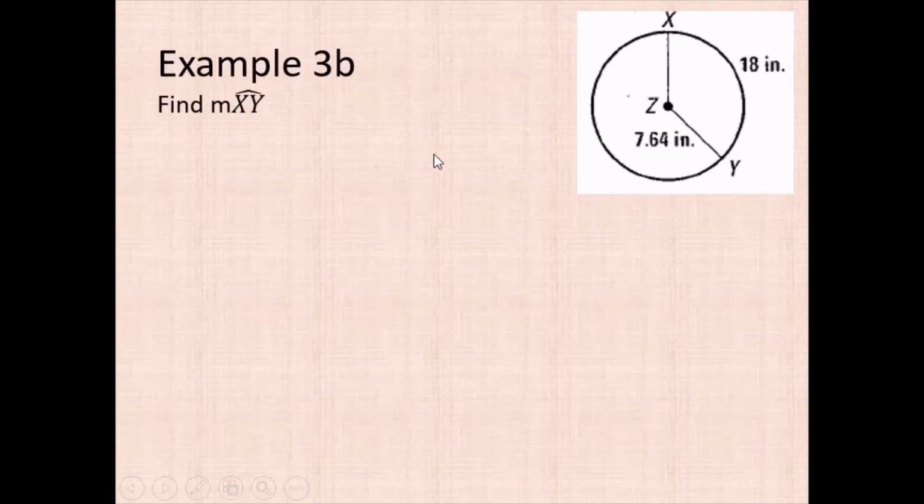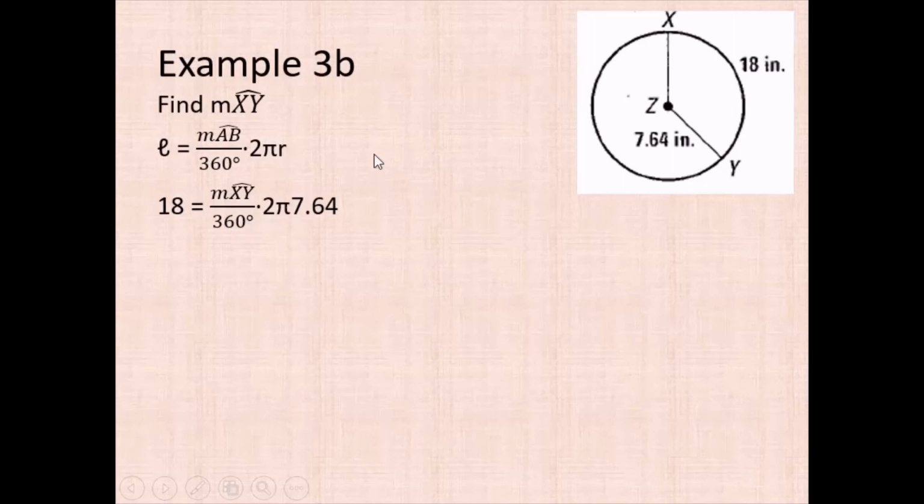Okay, so again, I've got to use some of my formulas here. I've got an arc length, so that tells me I'm going to use the arc length formula right here. The mXY, that's basically mAB, right there on the top of the fraction. Arc length is 18, and I've got 360, 2 pi, and then r, that was the radius, 7.64. So basically I have another equation here. My x of the equation is this mXY part.